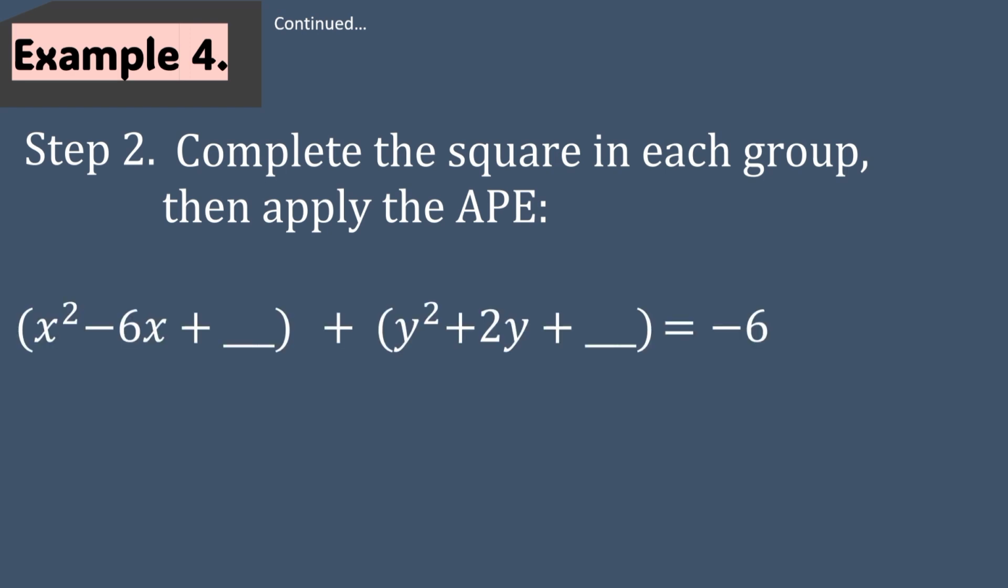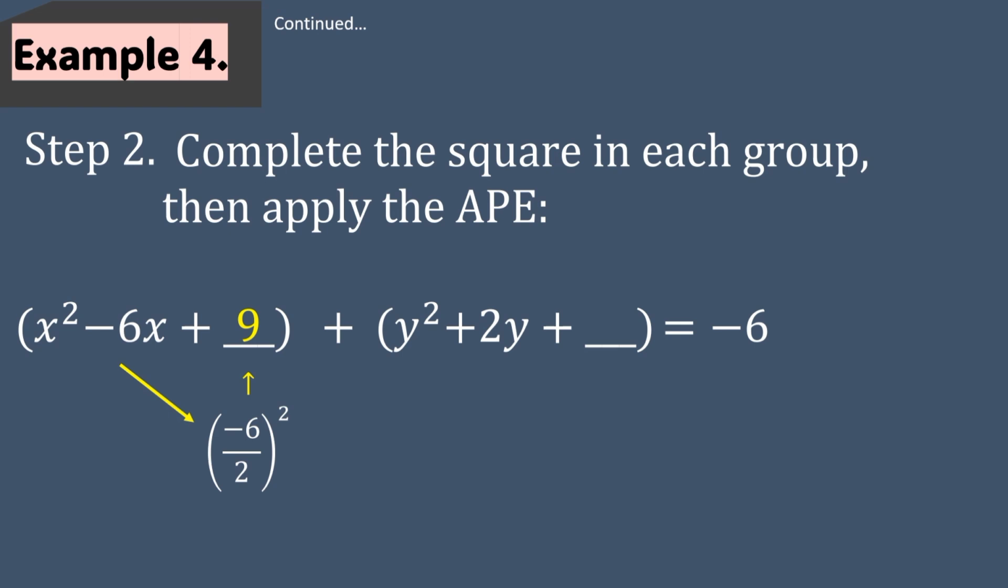How to get the constant term? Compute for the square of half of the coefficient of the second term, that is negative 6 divided by 2, quantity squared, and that is equal to 9. Do the same process on the other group.